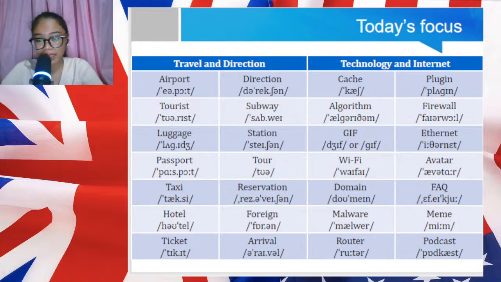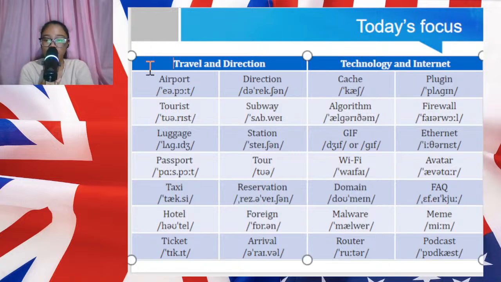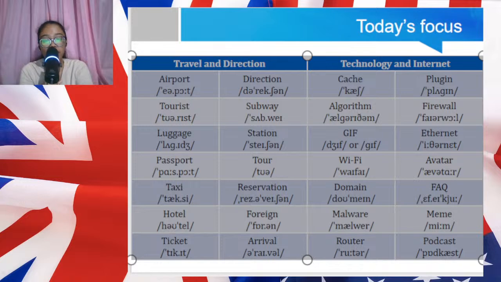I read it. We'll read it again as fast as we can, and you read it with me. All right. For technology and internet, these are the words that we have discussed: cache, algorithm, GIF or GIF, Wi-Fi, domain, malware, router, plugin, firewall, Ethernet, avatar, FAQ, meme, podcast. Okay, so those are the words for technology and internet. And these are all the words that we have discussed for today's session.